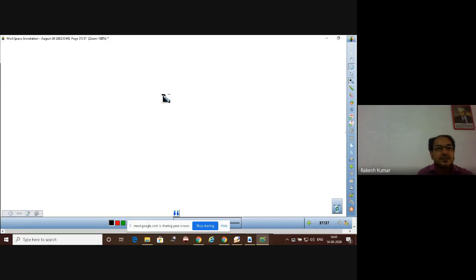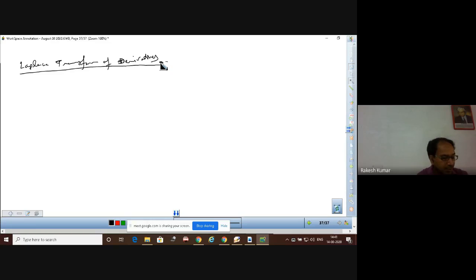We have another formula, that is the Laplace transform of derivatives. This is another technique of finding out the inverse Laplace transformation, and we must be aware about this also. If Laplace of f of t, you know what is that? That is f bar s.